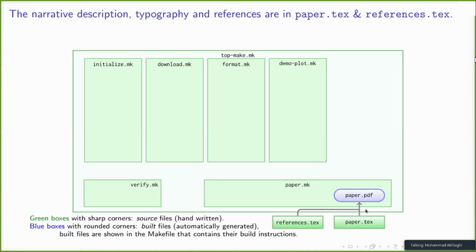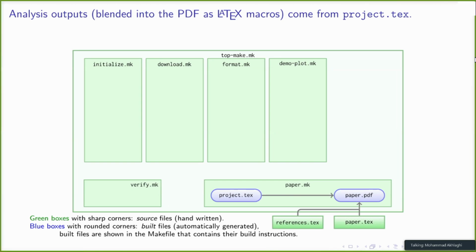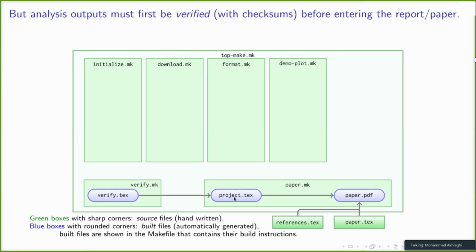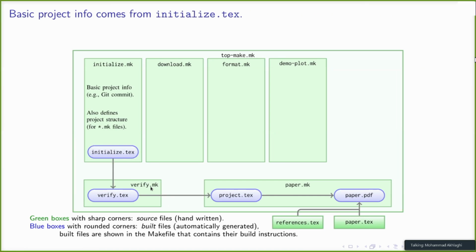So for paper PDF, you see the green boxes are files that the user has written by hand, and the blue boxes are files that are created by Maneage, which includes LaTeX and everything. So this project.tex is the file that I showed with all the numbers. Before we go into building the paper, everything is verified in this verify.mk. Everything is preserved with a checksum the moment we publish a result.